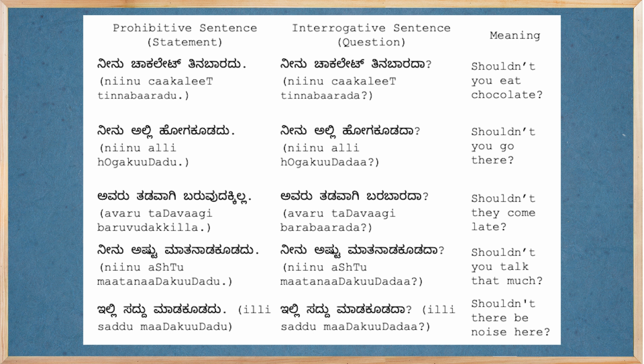ನೀನು ಅಷ್ಟು ಮಾತನಾಡಕೂಡದು. ನೀನು ಅಷ್ಟು ಮಾತನಾಡಕೂಡದಾ? Shouldn't you talk that much? ಇಲ್ಲಿ ಸದ್ದು ಮಾಡಕೂಡದು. ಇಲ್ಲಿ ಸದ್ದು ಮಾಡಕೂಡದಾ? Shouldn't there be noise here?